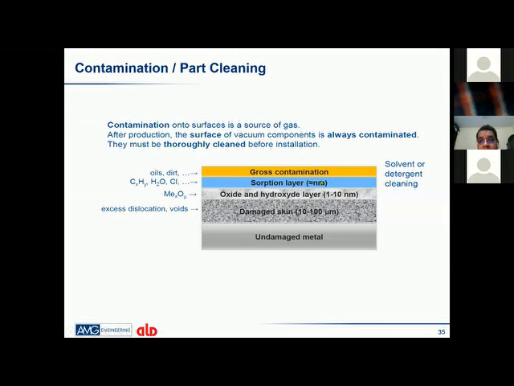Whenever we are putting parts inside the furnace, we have to make sure we remove at least this gross contamination and the subversion layer. These are the layers which have to be removed from the part to get a better vacuum level and a healthy environment inside the furnace for getting good quality parts.